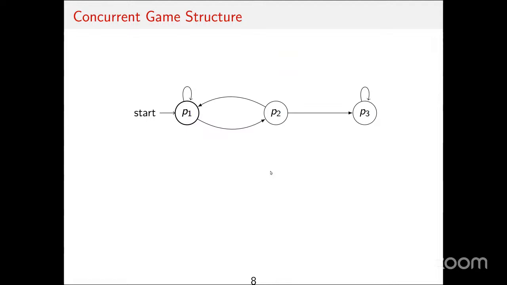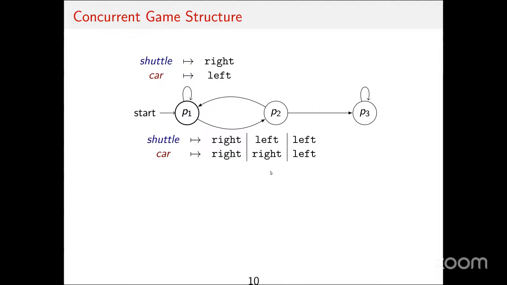So you have a graph, you have a starting point, and you have multiple players, and each player will choose an action. So for instance, you can have a shuttle and a car, and the shuttle will choose to go right, and the car will choose to go left, and this tells you which transition in the graph you take. And so you can have all sorts of possible action profiles. We call it an action profile when each player has chosen an action. And then you take the following transition.